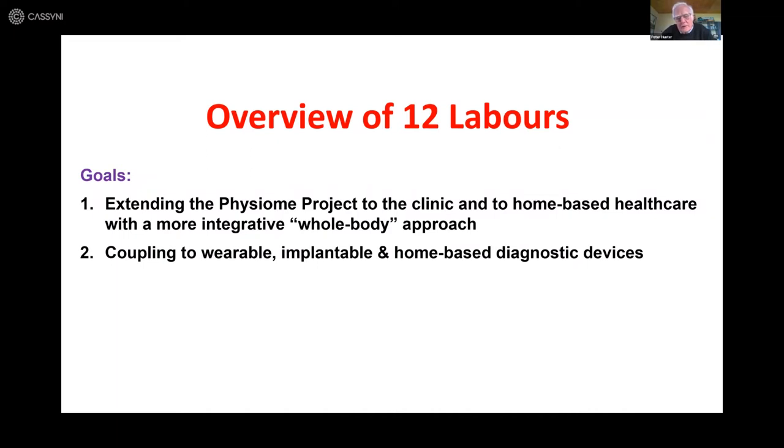And then we also are coupling to wearable, implantable, home-based diagnostic and therapeutic devices, in recognition that in many cases the future of healthcare is going to depend more and more on monitoring devices, and in some cases implanted. The implantable devices group at the ABI has been developing long-term stable pressure measurement with implanted sensors, with inductive power transfer for powering, and wireless transmission. We'll be exploiting that as part of the 12 Labors, as part of some of the projects that I'll talk about in a minute.